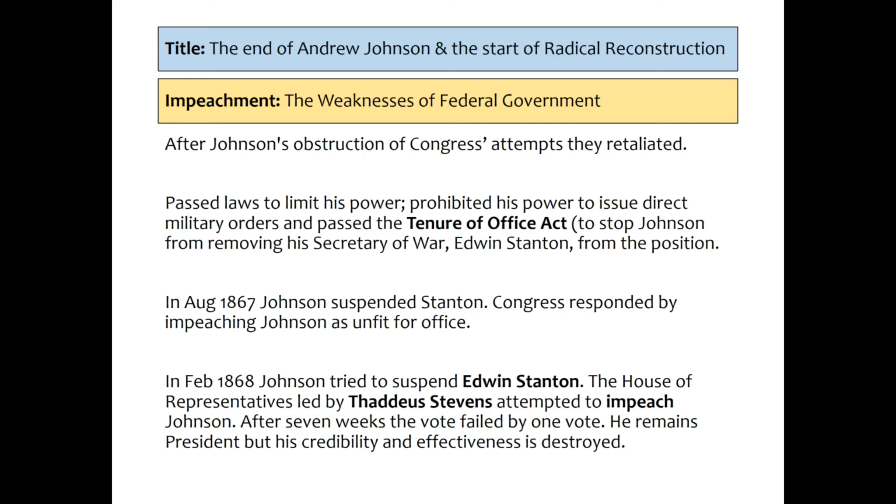Impeachment is the highest form of censure that they can offer, and it really is a condemnation of Johnson as a leader. In February 1868, Johnson tries to suspend Edwin Stanton again, and the House of Representatives, led by Thaddeus Stevens, the radical Republican, attempts to impeach Johnson. After 7 weeks of this back and forth process, the vote fails by one, so Johnson escapes by one vote. He remains president, but his credibility and his effectiveness is destroyed. He will not seek re-election in the coming elections, and it is essentially the end of his presidency, and it begins the new period that we call Radical Reconstruction.